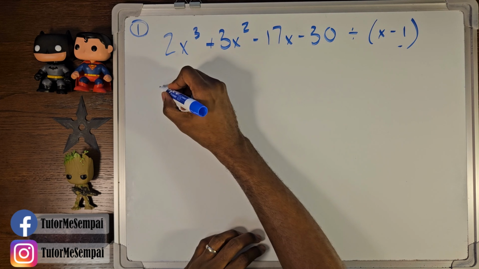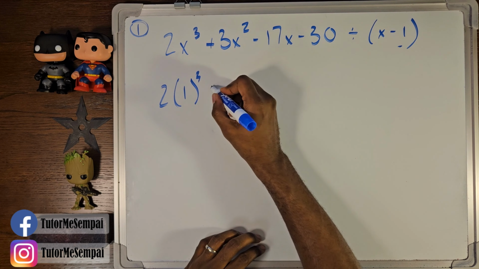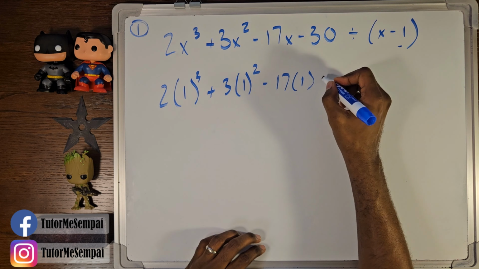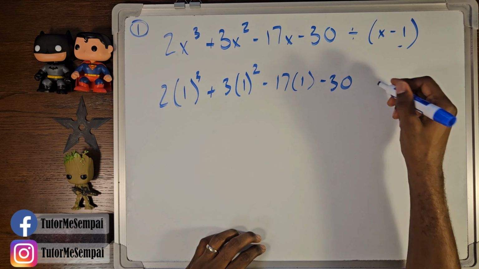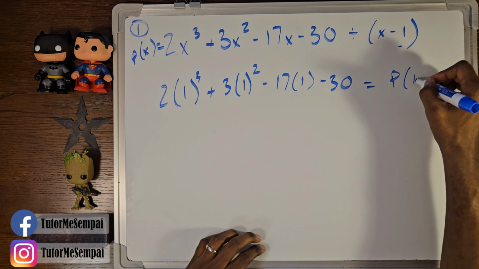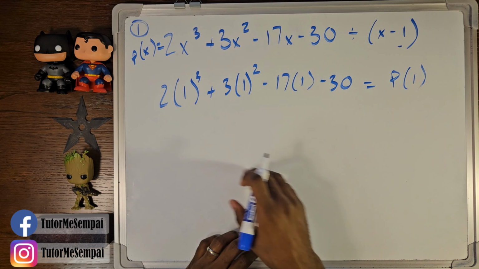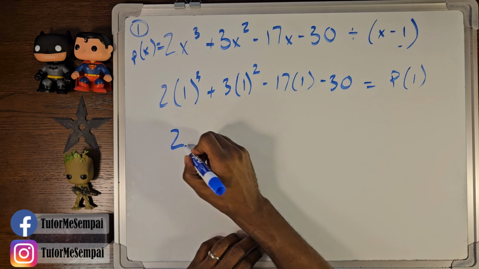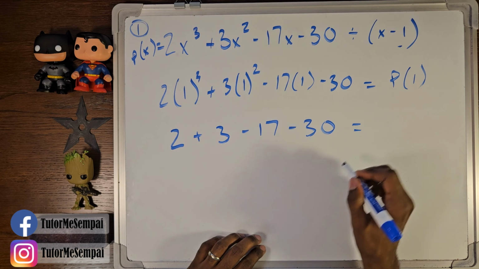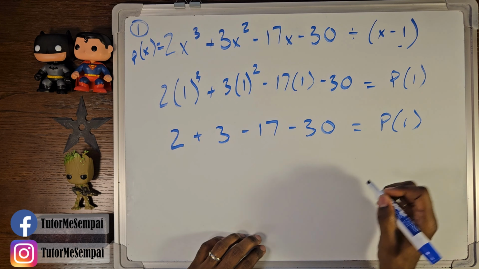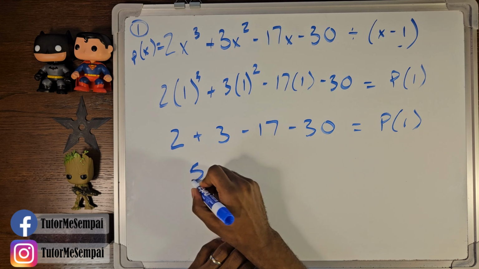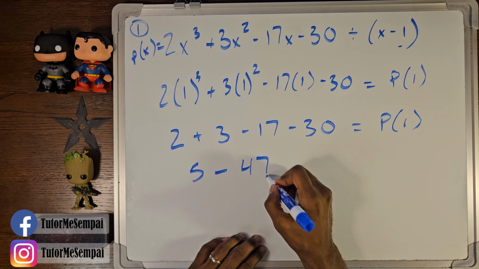By doing that, we're going to have 2 times 1 cubed plus 3 times 1 squared minus 17 times 1 minus 30. So we're plugging in 1, so if I call this p of x, this is going to be p of 1. Now let's simplify everything. This is going to be 2 + 3 - 17 - 30, and that's also equal to p of 1. And what do you get when you add all of this? This is going to be 5 minus 47.